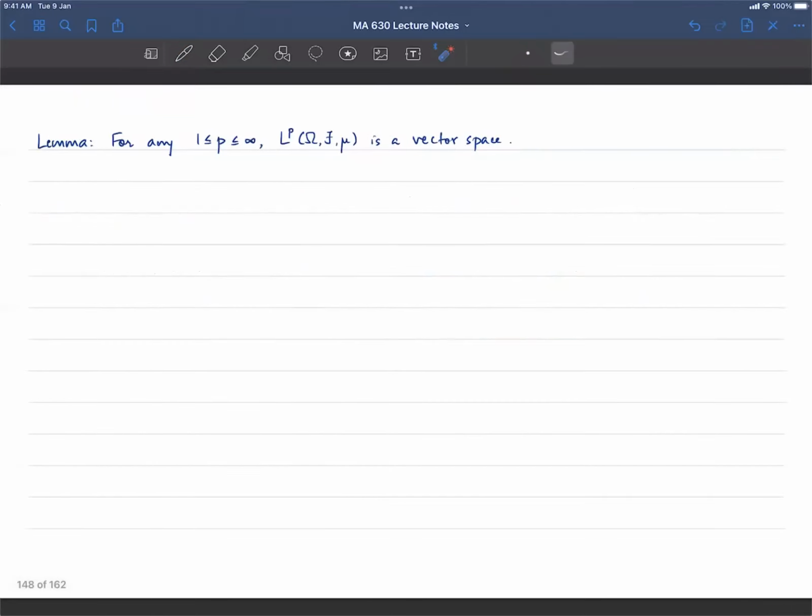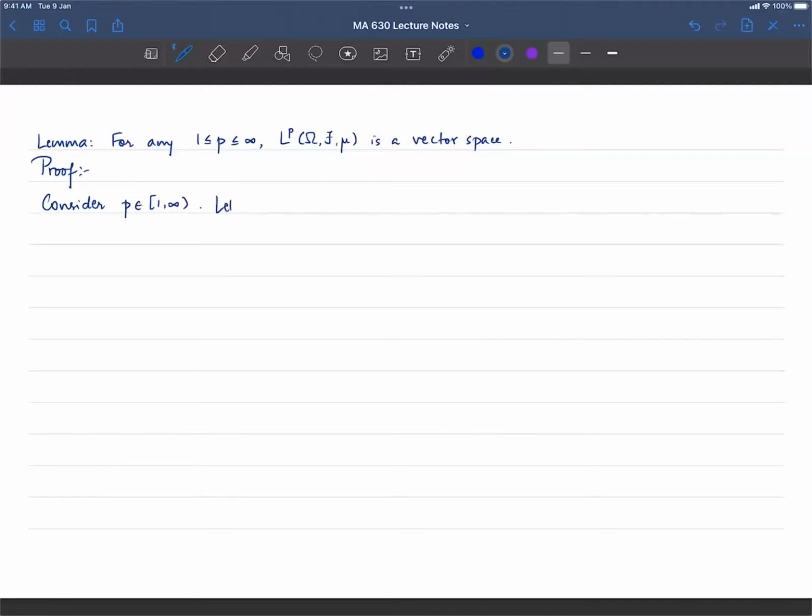All right, so now the next claim I have is that for any 1 less than or equal to p less than or equal to infinity, L^p of omega, F, mu is a vector space. I'm going to prove this for the case that p is less than infinity, and I'm going to leave the infinity case to you. So, proof. Consider the case p in [1, infinity). Here again p is fixed. I'm not messing with it.